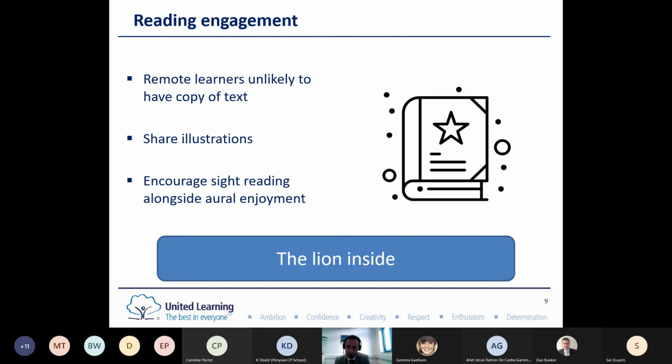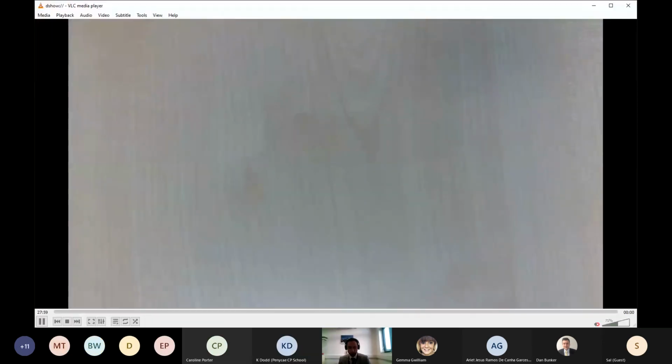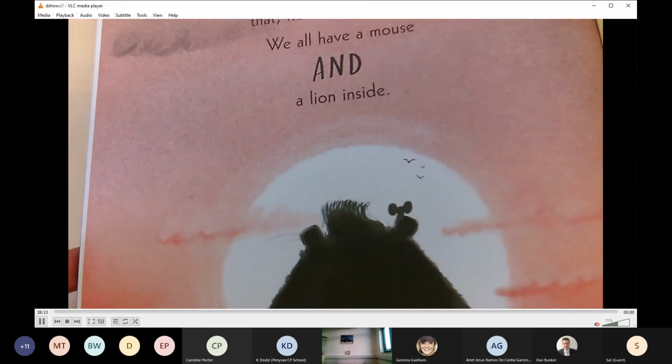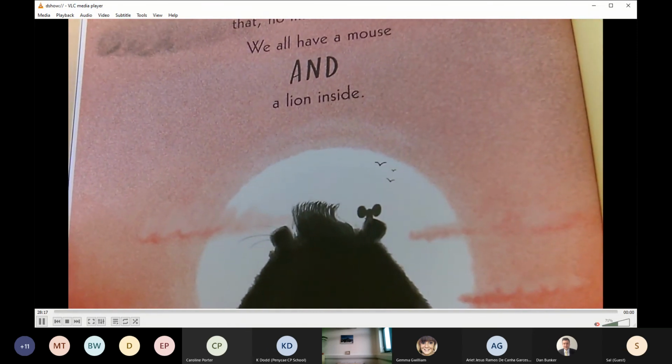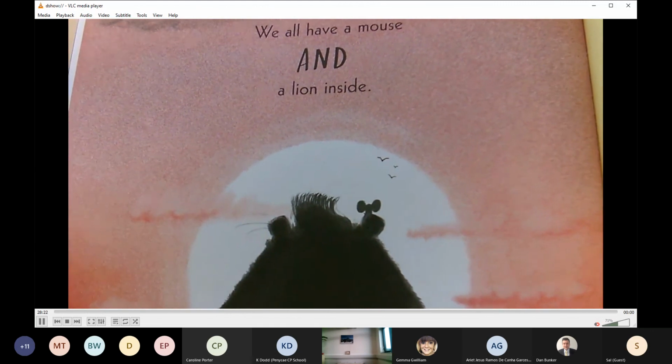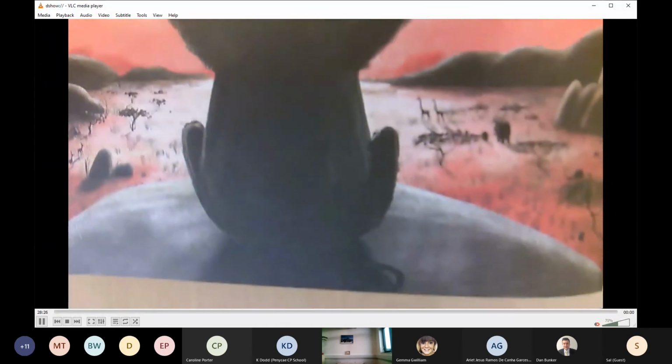Rather than switching to my visualizer, I could show it on this camera, but I am going to switch to my visualizer just to show you that final illustration from the page, which underpins the message, the moral, if you like, for the whole story. So the mouse goes on an adventure and finds out that the lion is also scared of mice, and they end up sitting together looking at the sunset. And the final message is, yes, that day they both learned that no matter your size, we all have a mouse and a lion inside. And I think it's a really lovely message and a really lovely image to finish that story with, and something that's really quite inspiring.